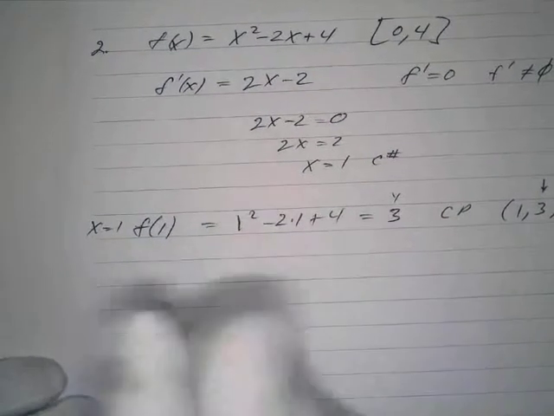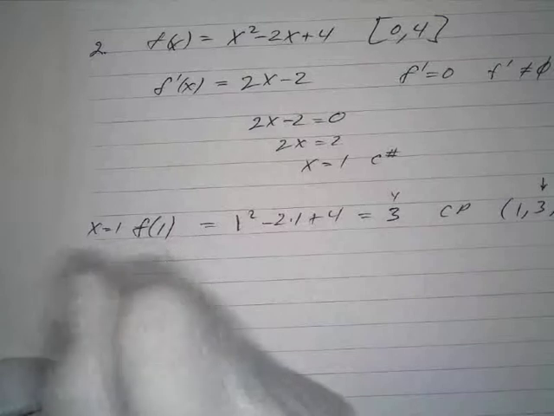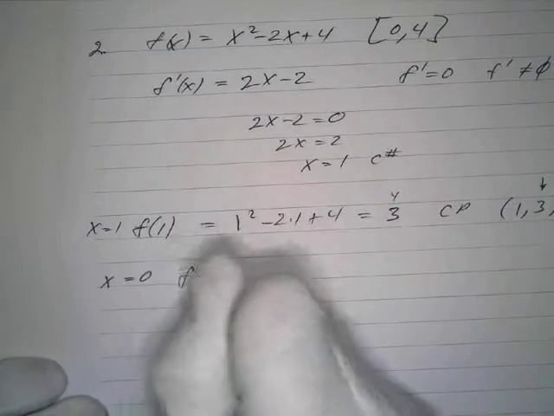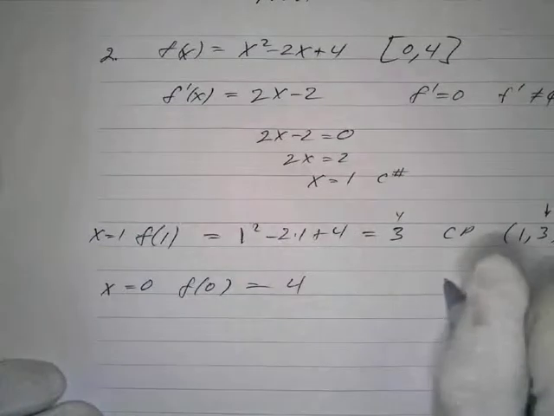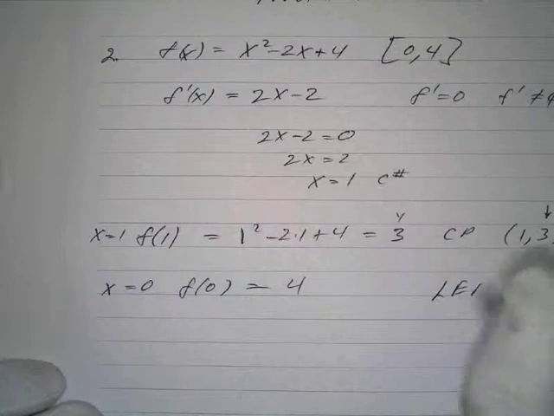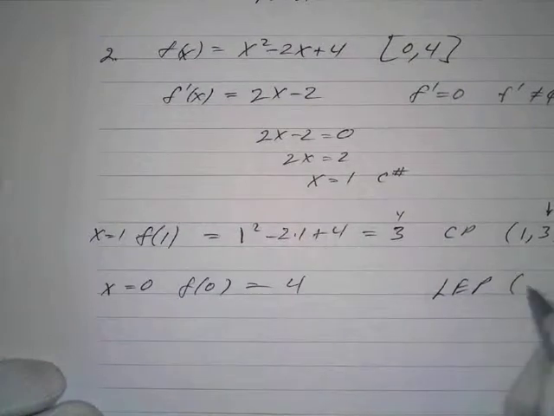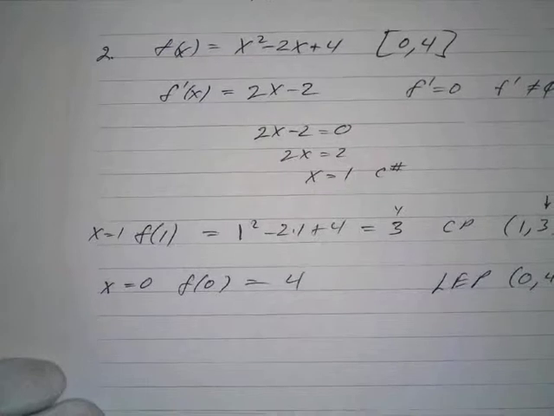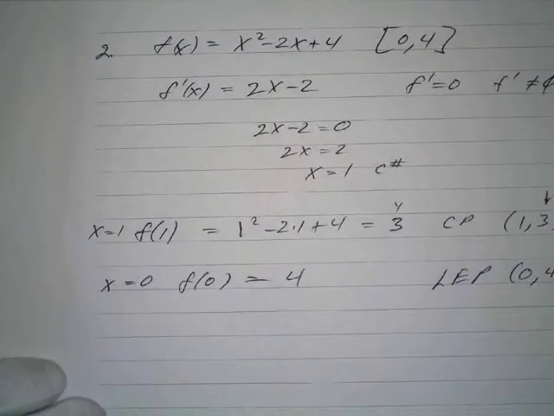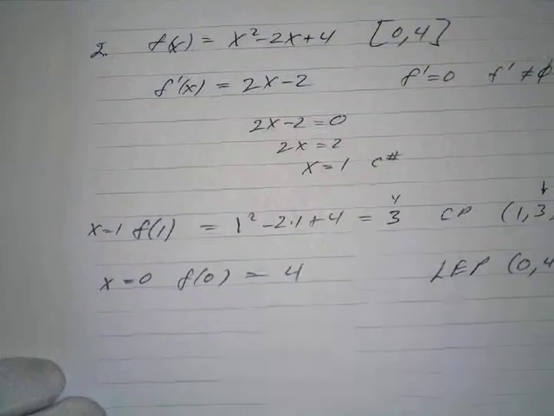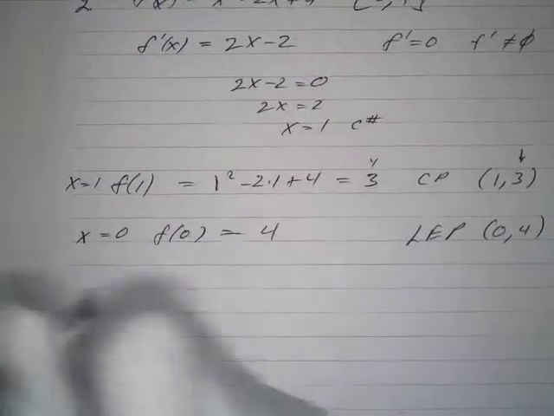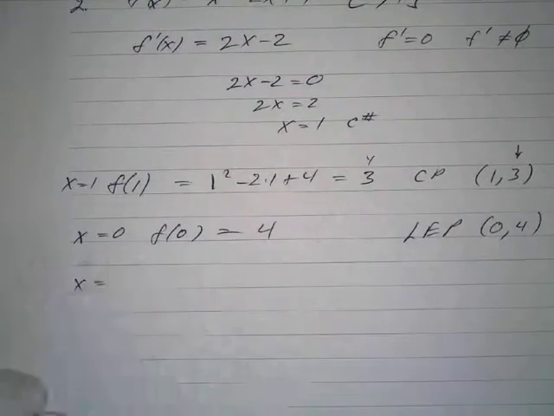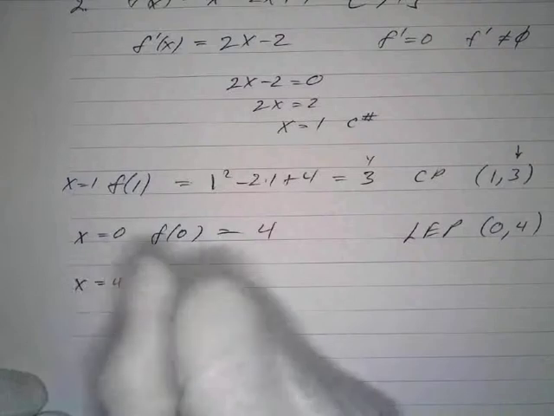Then I have to try the left-hand point, x equals 0. Well, it's f of 0. That's pretty easy. If I put 0 in here, I get 4. So for my left-hand point, I have the point on the graph that is (0, 4). And how about the right endpoint? At x equals 4, what's f of 4?